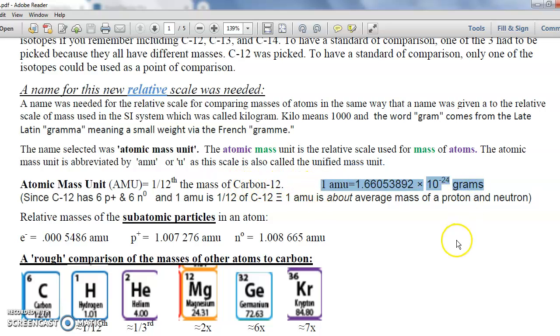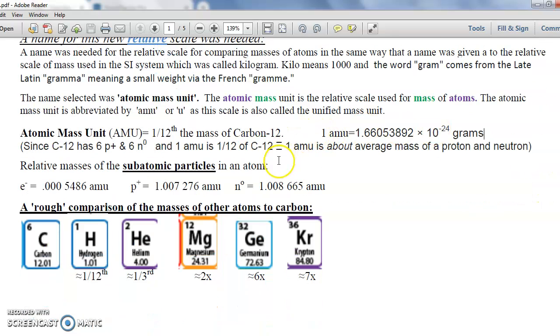To give you an idea in terms of grams, it's about 1.66053892 times 10 to the minus 24th grams, and an AMU is very, very small. What about the particles in an atom? A proton is about 1.007 AMUs.